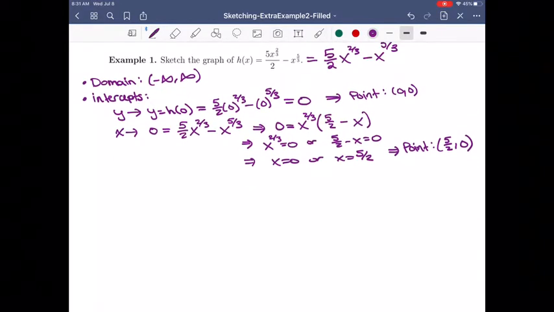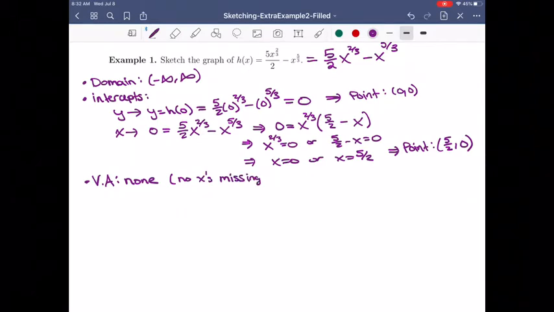For the vertical asymptotes, there's going to be none, or holes, because the domain is full. No x's are missing from the domain, so we can't actually have a vertical asymptote when there's full domain. For the horizontal asymptotes, there's also none.